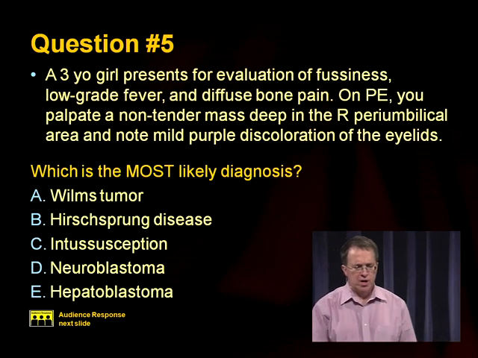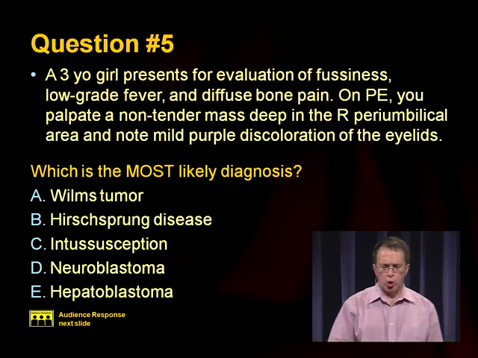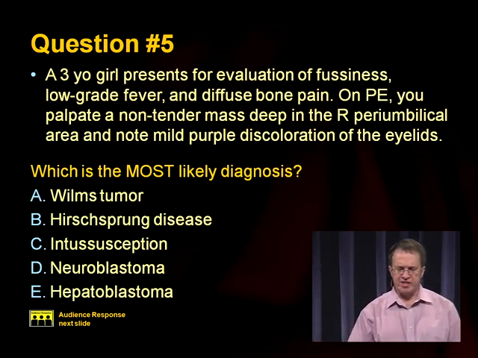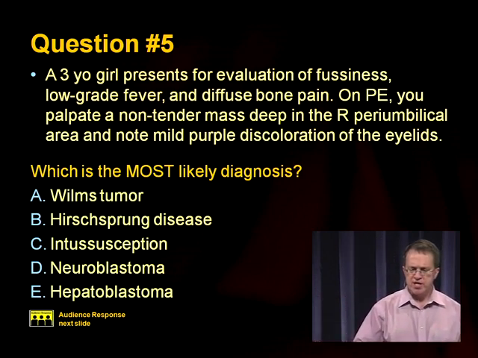Okay. So we have a 3-year-old girl who presents for evaluation of fussiness, low-grade fever, diffuse bone pain. And on physical exam, you palpate a non-tender mass deep in the right periumbilical area and note mild purple discoloration of the eyelids. Which is the most likely diagnosis? Wilms tumor, Hirschsprung disease, intussusception, neuroblastoma, hepatoblastoma.